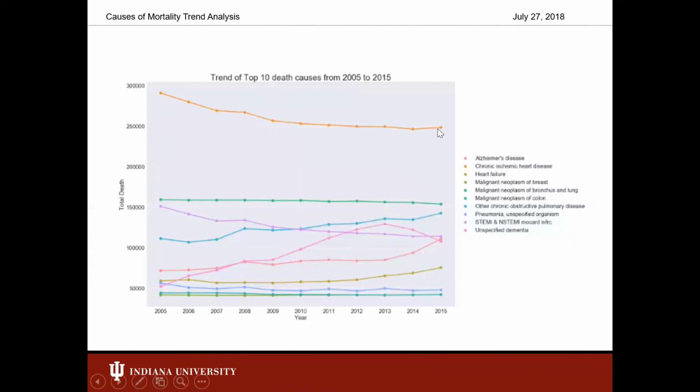However, further down the trend analysis, we can see that heart failure is beginning to rise by 2015. The second leading cause is bronchus and lung cancer, which is pretty interesting as well. This has a nearly consistent rate with little change in the 10-year period, this green line here.